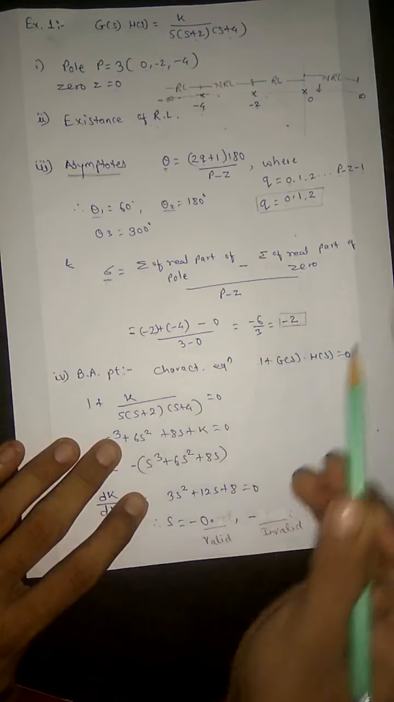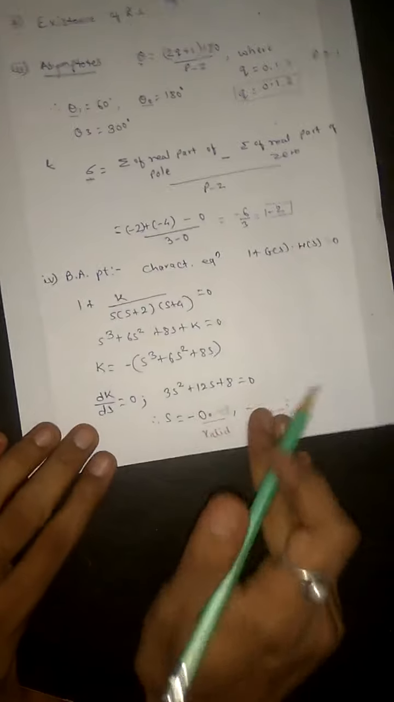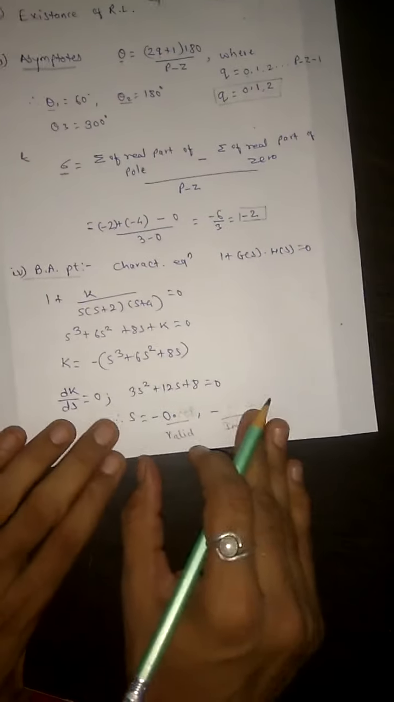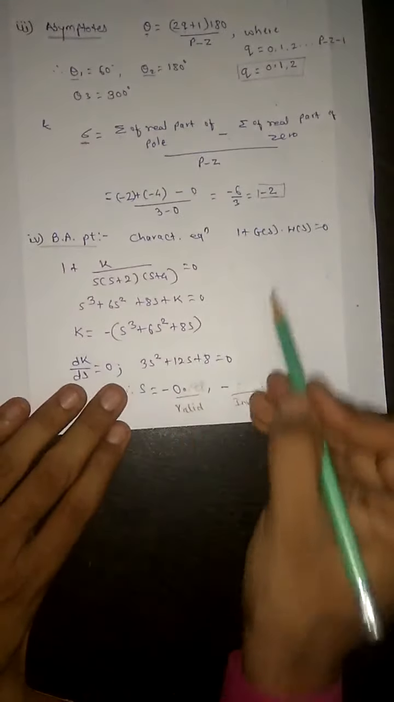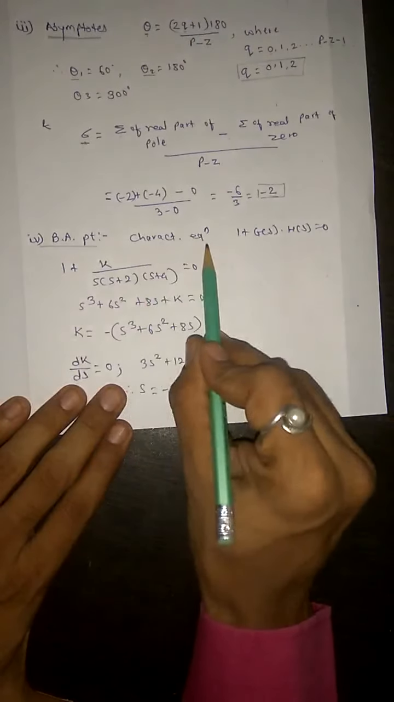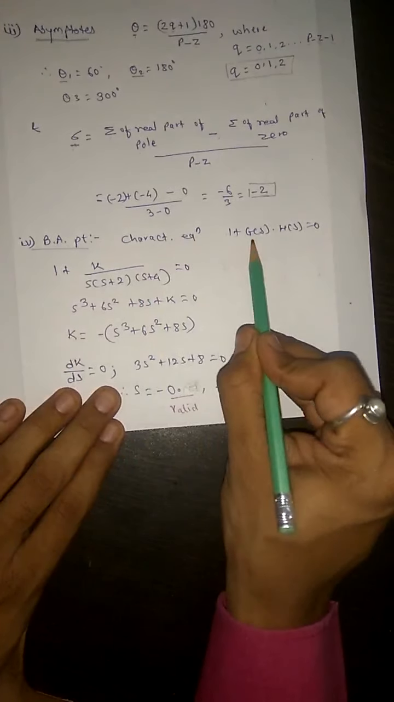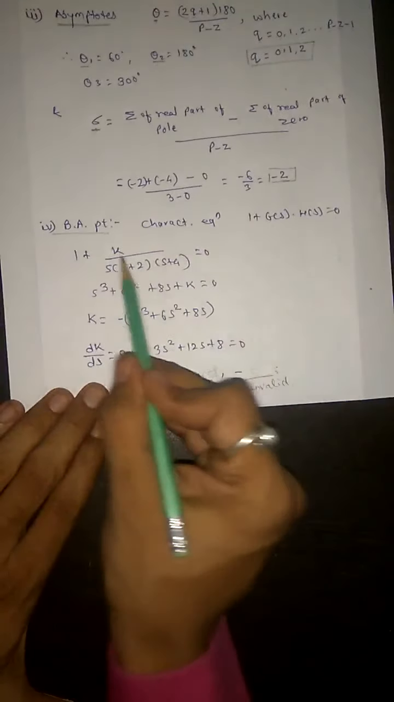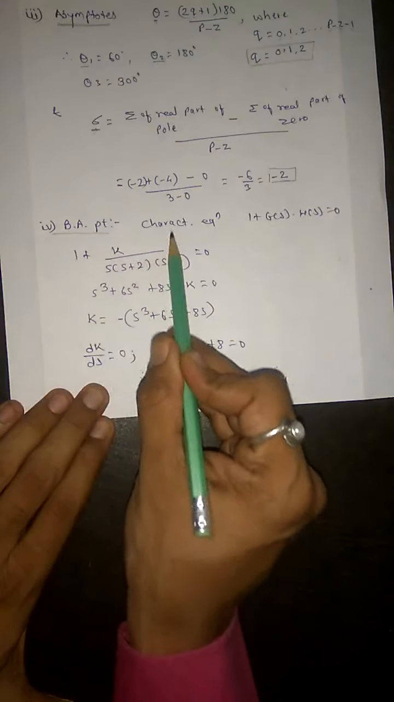This is the location of the asymptote. Okay, next point is about the breakaway point. To calculate the breakaway point, we need to consider the characteristic equation, that is 1 plus G(s) H(s) equal to 0. So put in the values of G(s) H(s) as given in the numerical.